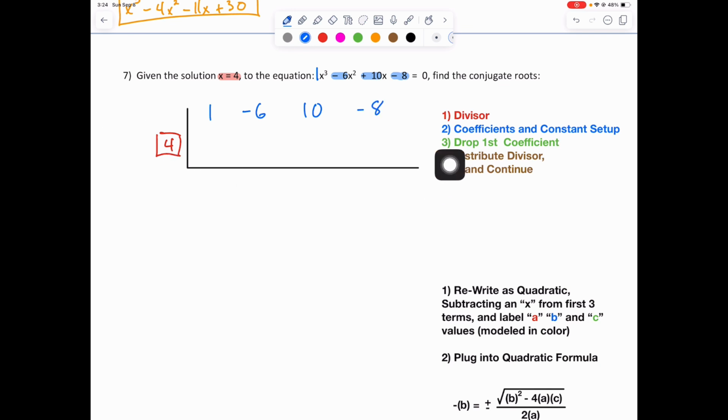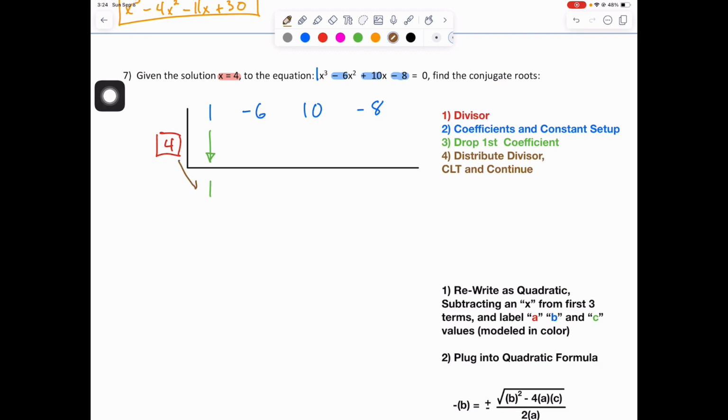All right, then we will move to step 3. Drop our first coefficient. Let's see if it makes that nice perfect arrow. No, it didn't, but we'll just drop our 1. All right, then we will distribute our divisor, combine like terms, and continue through.